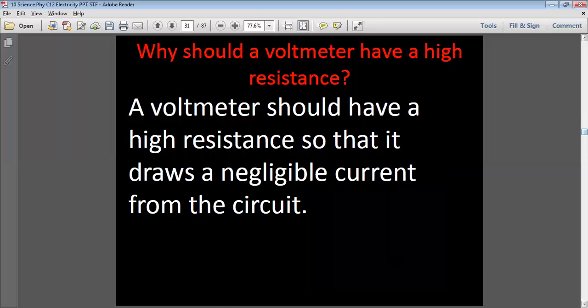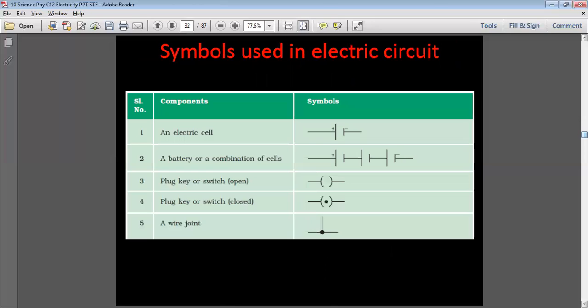Why should a voltmeter have high resistance? A voltmeter should have high resistance so that it draws negligible current from the circuit. Means it draws only a negligible amount of current from the circuit.